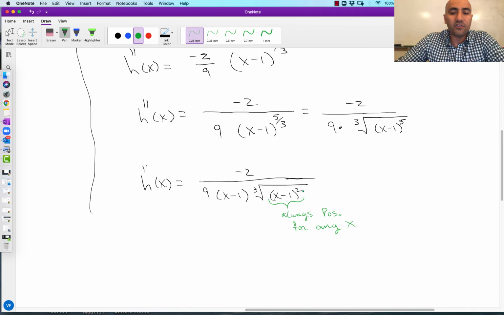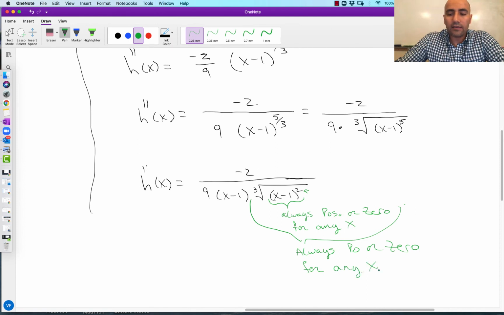The result of something being squared is always a positive answer, no matter what x value is. Or it could be 0. It's always positive or 0. Okay, and now the cube root of 0 is allowed. That's just 0. And the cube root of a positive or negative number is allowed. But if we're inputting 0 or positive inside the cube root, then this whole thing, the cube root of this, is also going to be always positive or 0 for any x. Good?